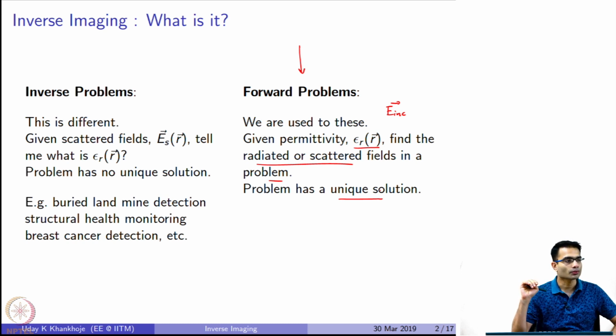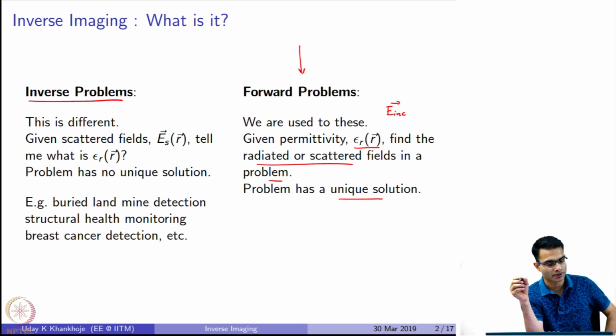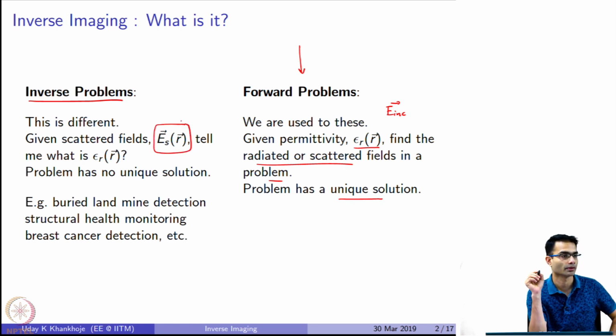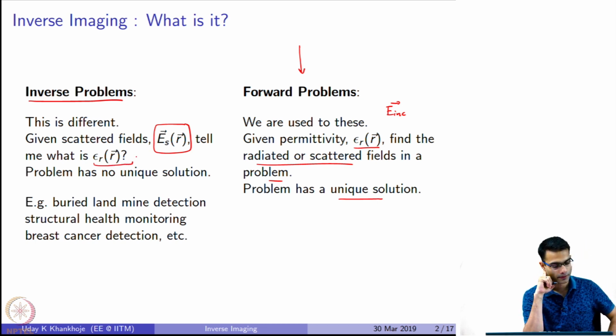From an engineering point of view, the more interesting problem is what is called the inverse problem. So, what happens in the inverse problem? I am given the scattered field. So, this is what is given to me. And the question is, what is the permittivity as a function of space? So, there are at least three different kinds of examples where this is useful.